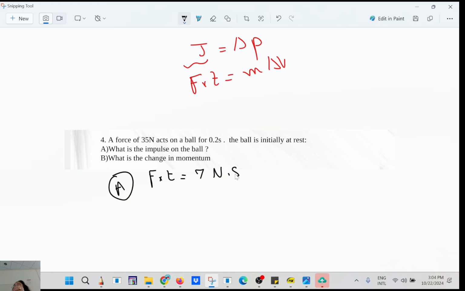The only thing that is hard to digest in physics at the beginning is the trig. So it's not me. So B, what is the change in momentum? Exactly, it's going to be the same thing, 7 kilogram meters per second. Change in momentum is the impulse. If you apply a force, but the time is too short, it's not going to go anywhere, right?